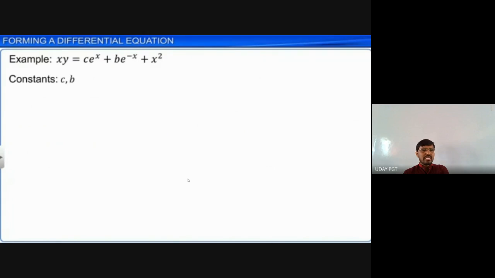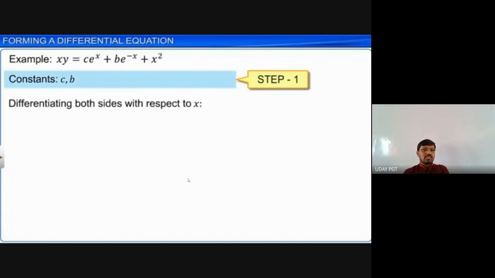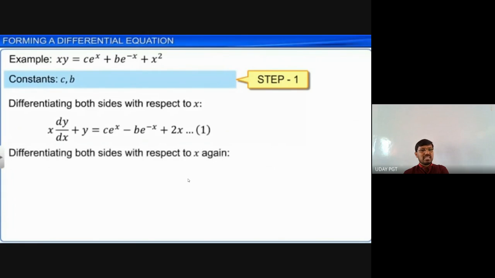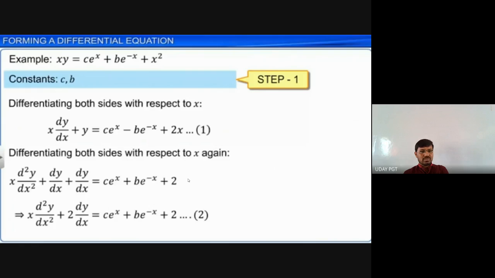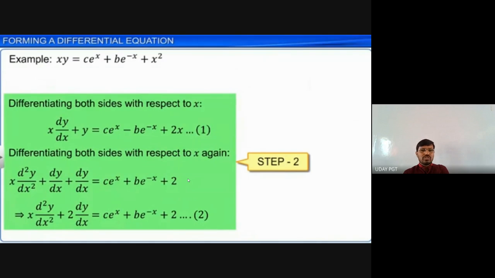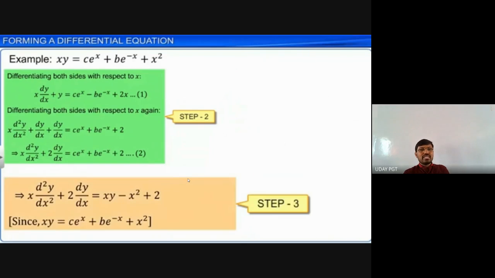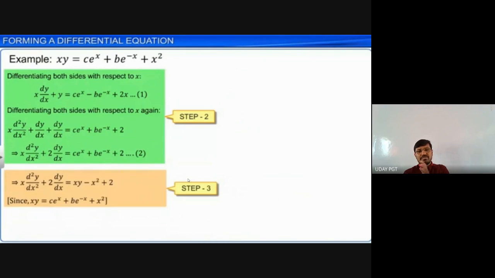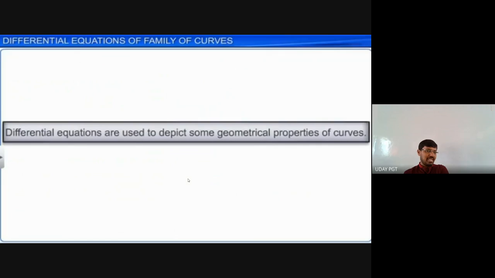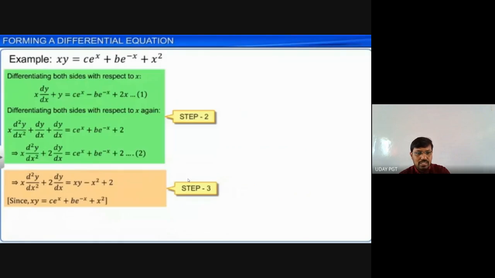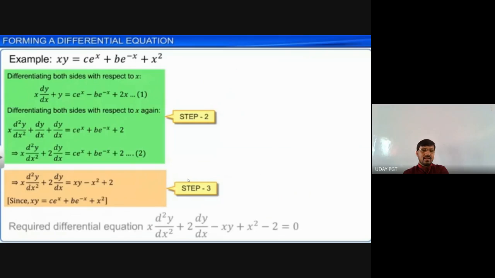And sometimes equations may be given to you like xy is equal to c e power x plus b e power minus x plus x square. Differentiating this on both sides, we are going to directly eliminate and resubstitute. Whatever we get, we need to resubstitute from the given equation, and we are going to get the differential equation. Sometimes in this situation, the first time derivative will not eliminate the constants, and the second time derivative will not eliminate them either. If it is not eliminating, we are not supposed to continue like that.